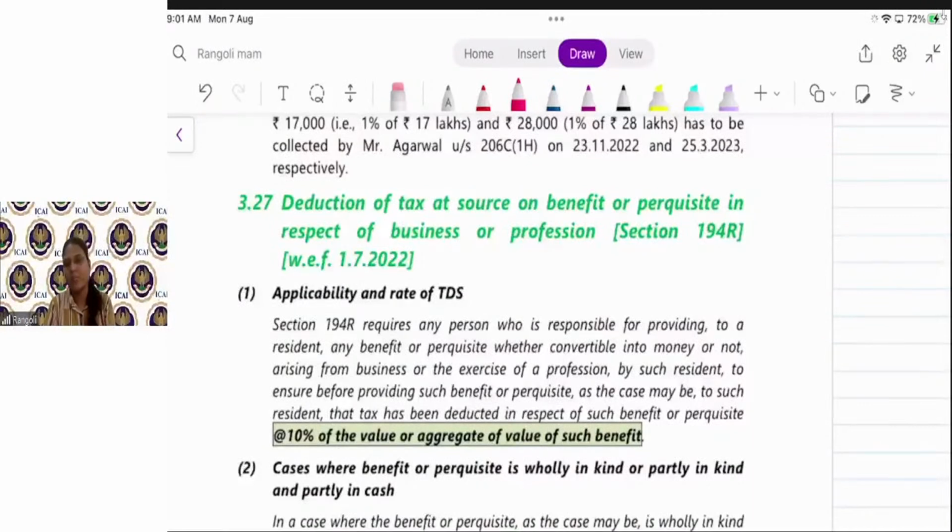Or generally at the time of Diwali, the company provides some benefits to their high-revenue customers, etc. Okay, so if you are providing any benefit or perquisite in the course of business, then you need to deduct TDS at the rate of 10%. You need to deduct TDS at the rate of 10% if the value of the perquisite is more than 20,000.